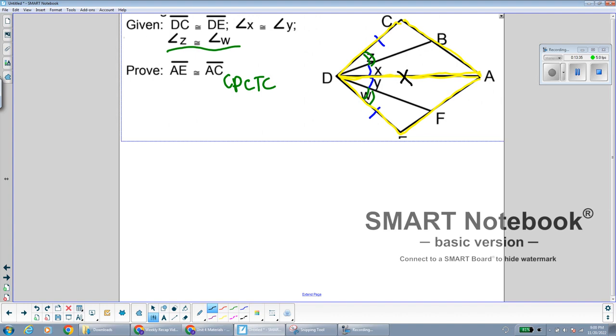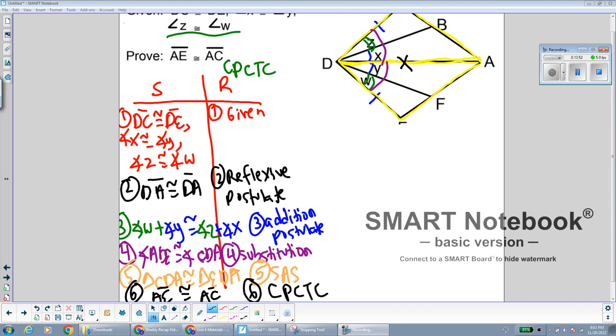So just like in our last example, we're going to have to combine the pieces together with addition to get this full angle ADE and this full angle CDA. So let's pause the video and write up our proof. Please do the same, and then you can check it out. Okay, let's check our proof.